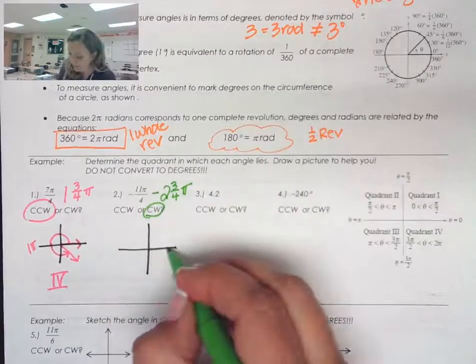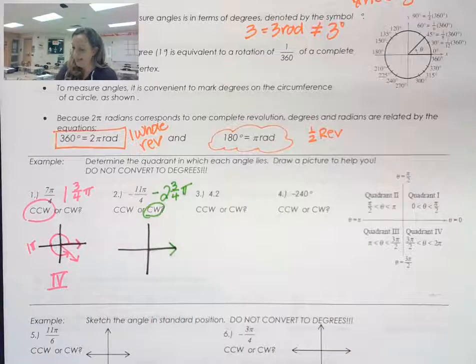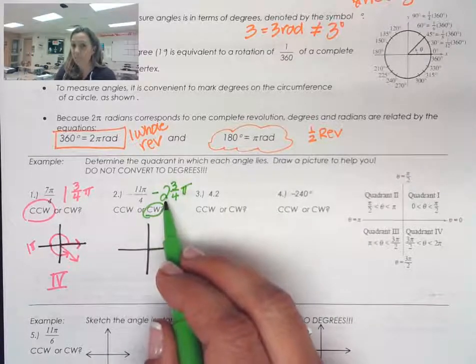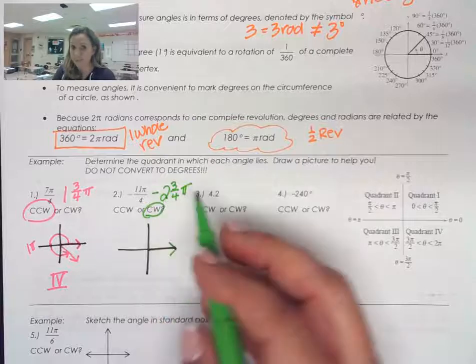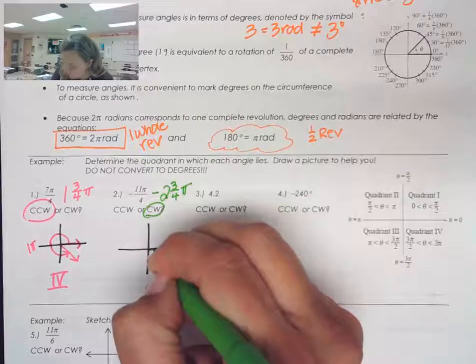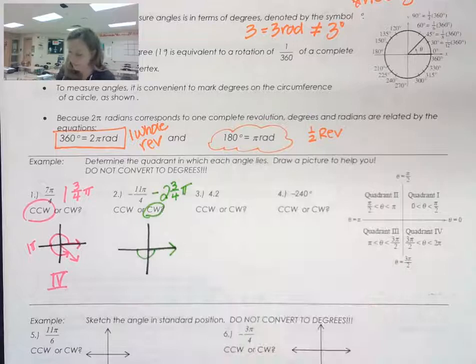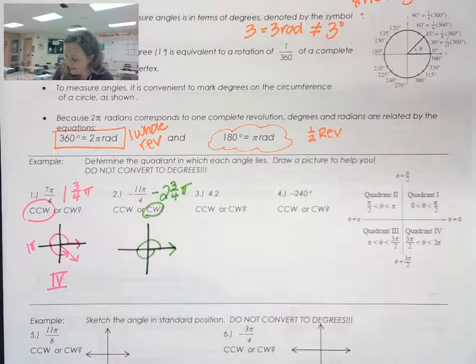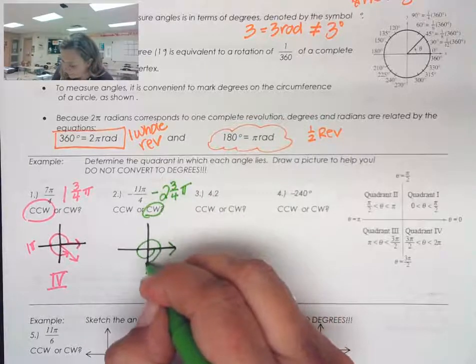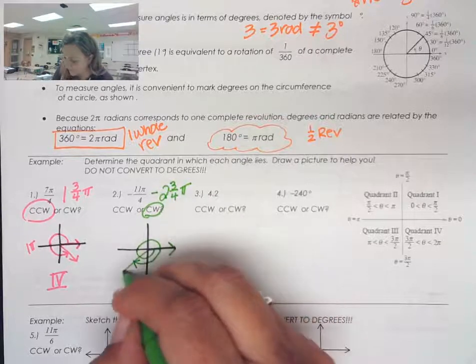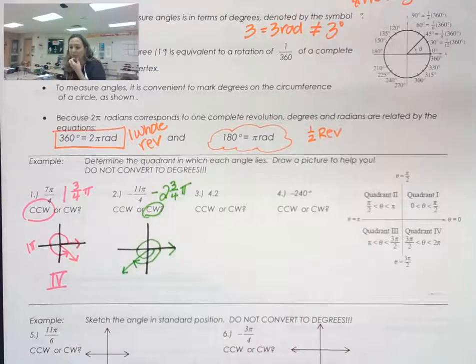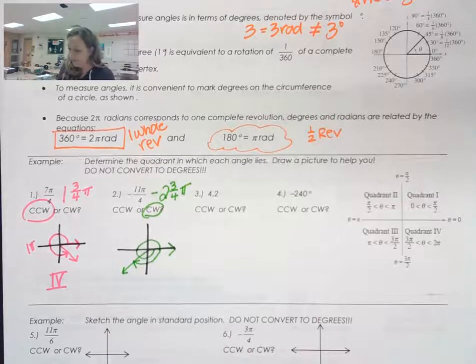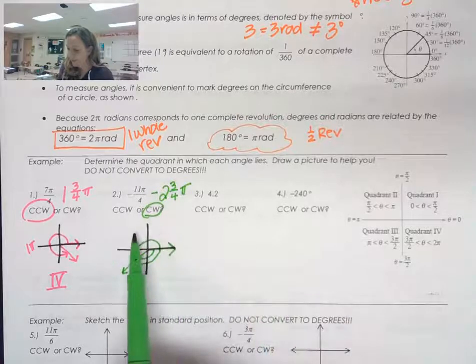So I'll draw my initial side, and I need to go 2 pi and then 3/4. So remember, this is 1 pi, 2 pi, and then here's a half, 3/4 would land right here. So that would be where negative 2 3/4 pi is located. And notice that's in quadrant 1, 2, 3.